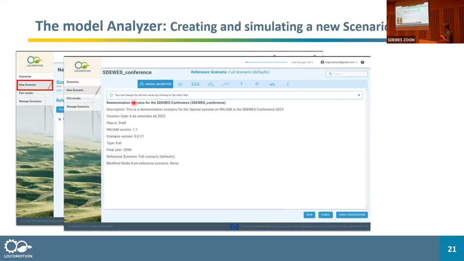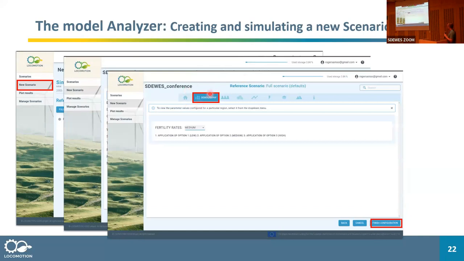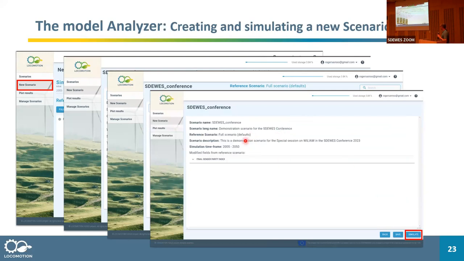Here you get a summary of your scenario. You see the William version that is running, the scenario version, the final and initial year, a small description that you gave. And then here you can actually get to configure your scenario. So here you have these tabs that correspond to each of the modules of the William model. So you have demography, energy, climate, and so on. And you click here and a list of the different parameters that you can modify is shown here, and you can tweak them. You can modify matrices, drop downs, and so on. You have a lot of parameterization. And in the end, you get a summary of your simulation and you click on simulate.